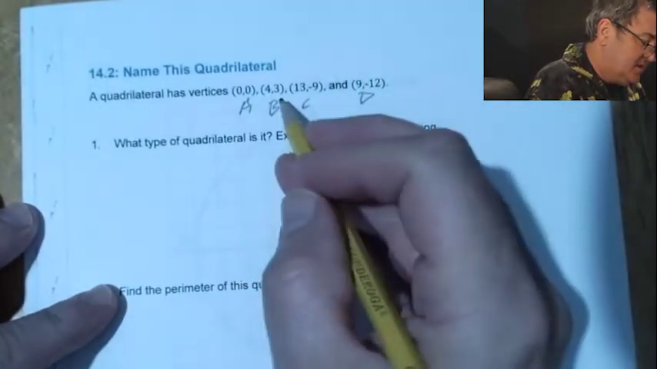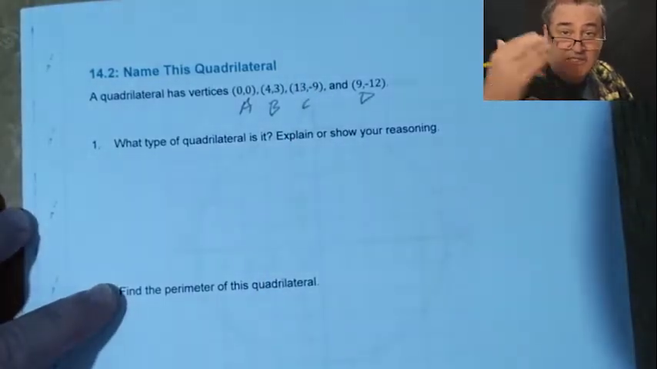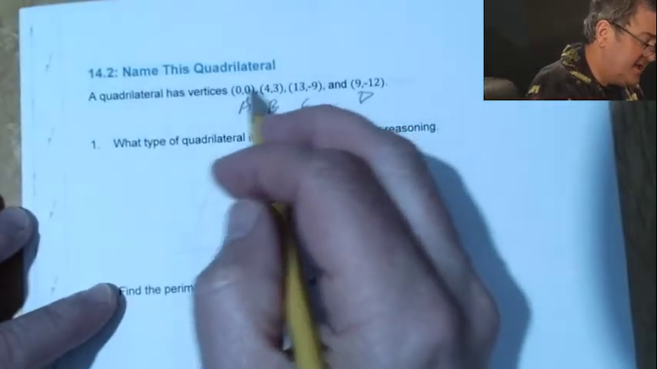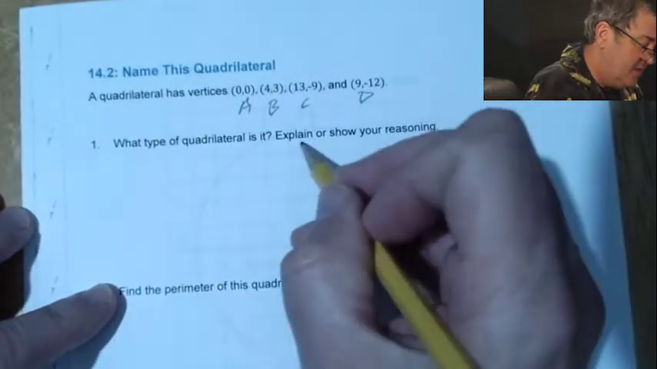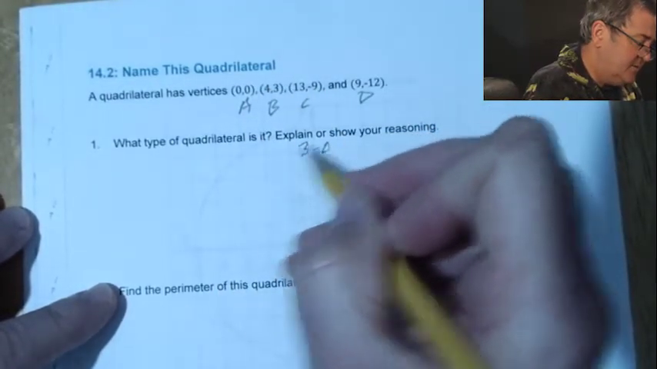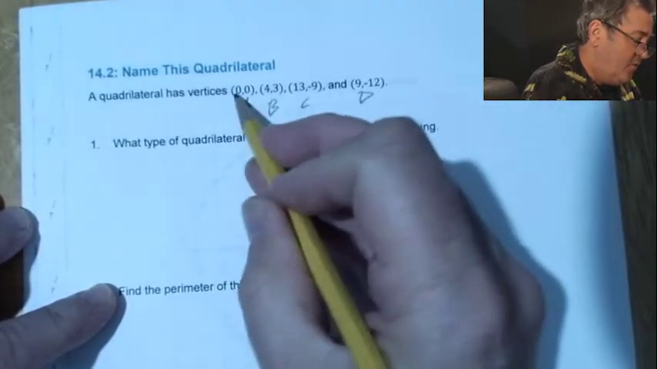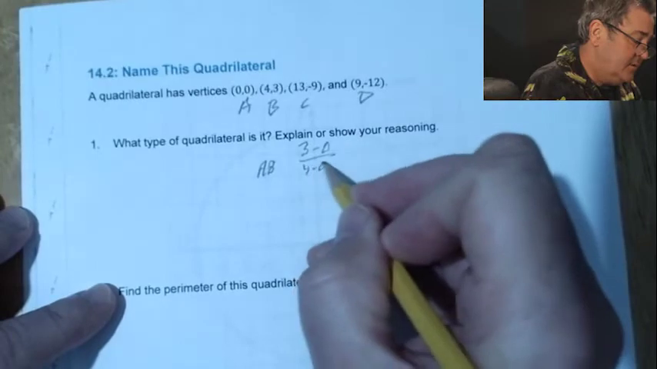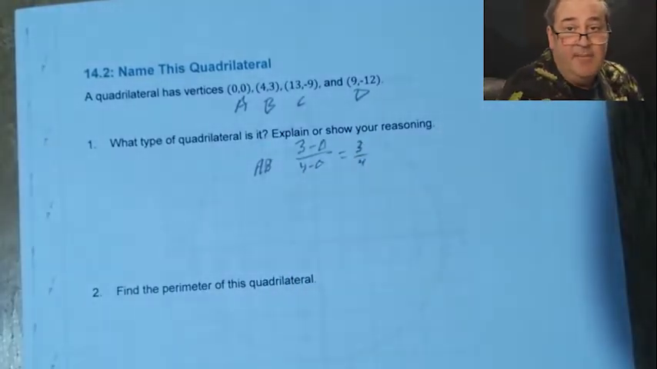So A to B. Remember, to find the slope is the difference in the y's over the difference in the x's. It's written as a fraction. So let's go from the second one to the first one and subtract. The y's go from 3 to 0, so 3 minus 0. This is A to B. And 4 minus 0. So the slope is 3/4 from A to B. That's the slope of our line.